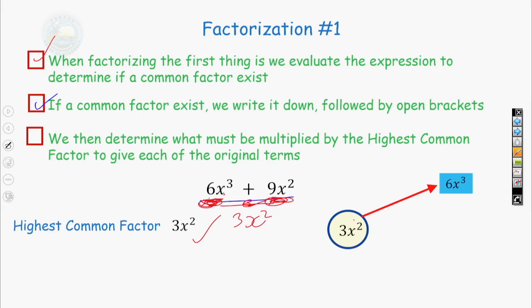We then determine what must be multiplied by the highest common factor to give each of the original terms. My highest common factor here is 3x squared. My original terms are 6x cubed and 9x squared. So the question we need to answer here is this: what must I multiply 3x squared by to give us 6x cubed?